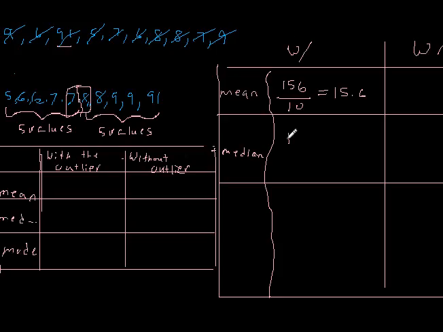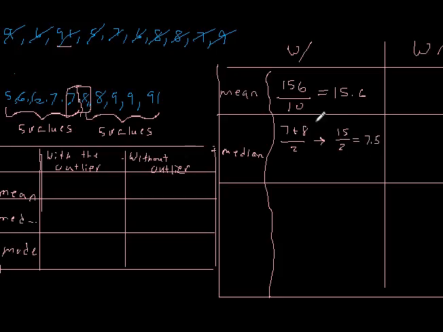so my median is going to be... How did I get 15? I got 15 by 7 plus 8 over 2, so that becomes 15 over 2, which actually equals 7.5.